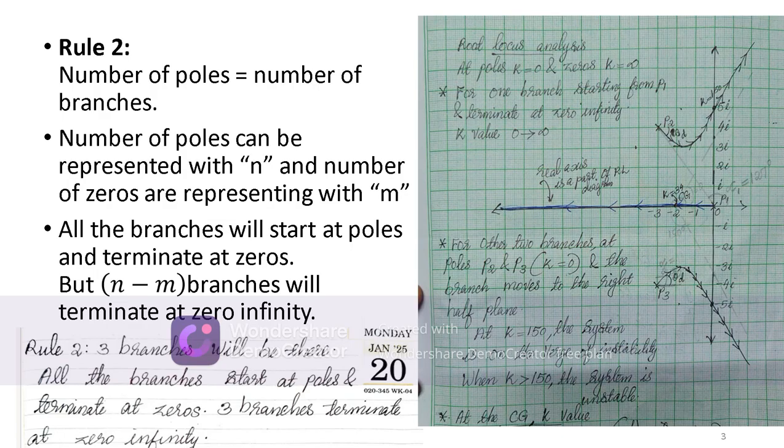Now n minus m branches will terminate at zero infinity. In our question, we have 3 poles, so the number of poles is 3. So 3 minus m equals 3 minus 0. So 3 branches will terminate at zero infinity.